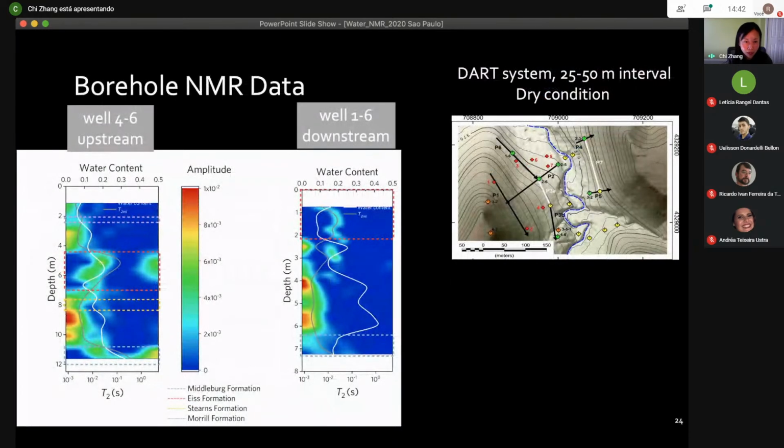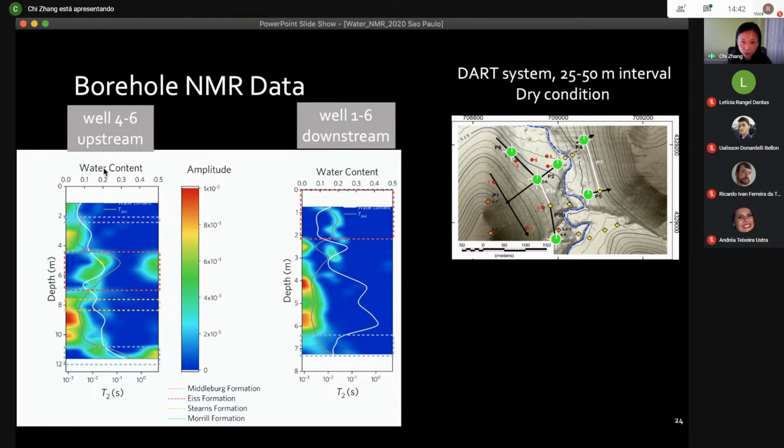So the borehole NMR data also reveals some very interesting patterns. For this borehole NMR, these 6 dots show we have wells at different locations. Since we have to deploy the NMR tools in the wellbore, how deep the borehole NMR can go depends on the depth of the wells. The interval of the borehole NMR for our particular study is 25 centimeters.